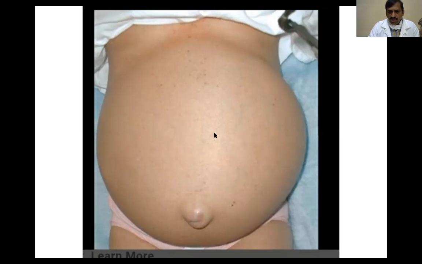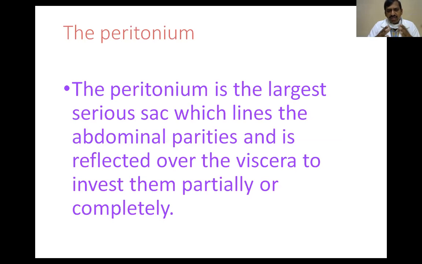That is abnormal. Usually, there is a thin film of fluid in the peritoneal cavity to prevent friction, to provide easy or free gliding movements of the intestines.